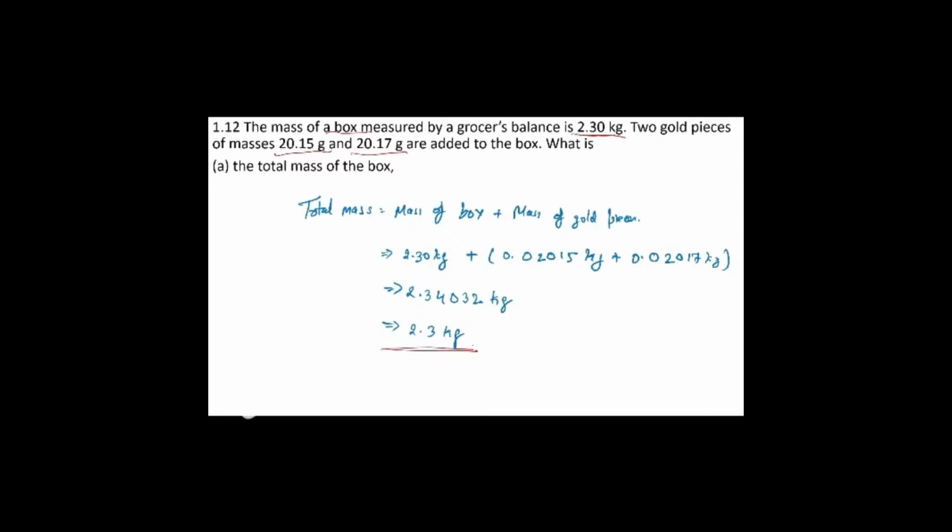Now moving towards the next question, we have the difference in the mass of the pieces to correct significant figures. So the difference between mass is more accurately represented in grams as 20.15 gram and 20.17 gram. So just taking the difference would give us the value of the difference, that is equal to 0.02 gram, to the most accurate figure.